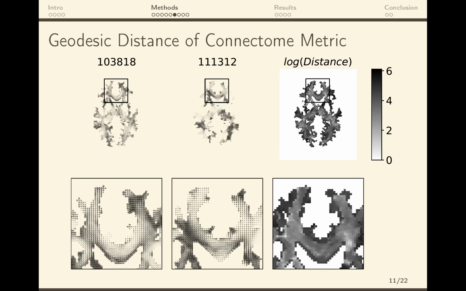So I plot here the log of the distance, for visualization purposes, between the connectomes for two subjects from the Human Connectome Project dataset. The top row is, again, an axial slice for each subject, and the bottom row is a zoomed-in view of the genu of the corpus callosum.